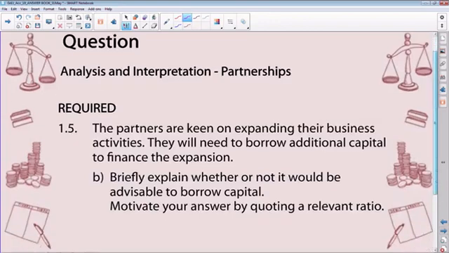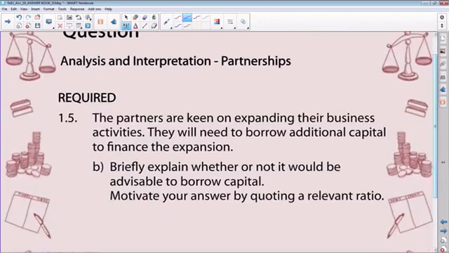The next question, continuing with 1.5, the partners are keen on expanding their business activities. We know that already. They will need to borrow additional capital to finance the expansion. We've read that as well. Briefly explain whether or not it would be advisable to borrow capital. Motivate your answer by quoting a relevant ratio.